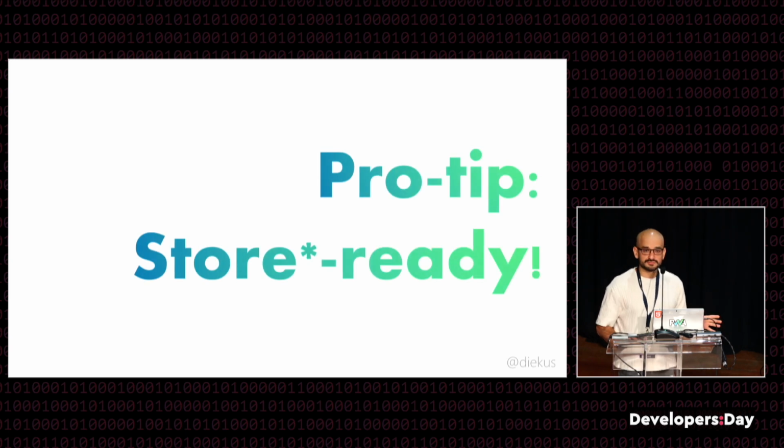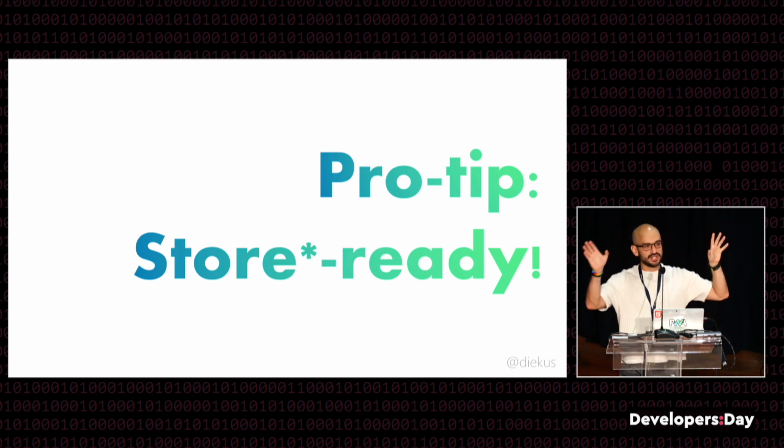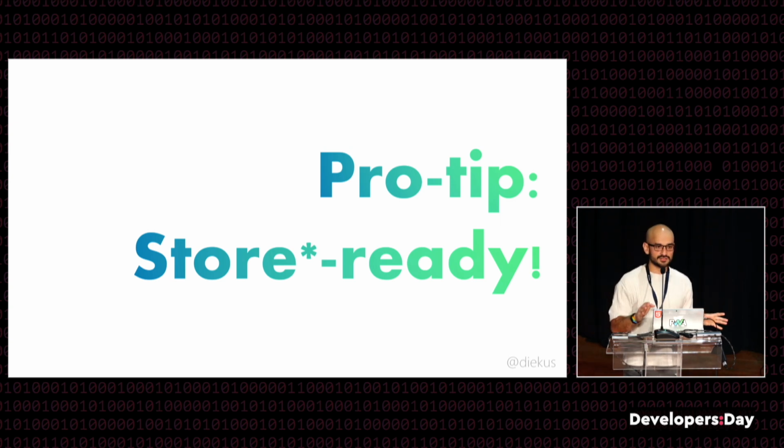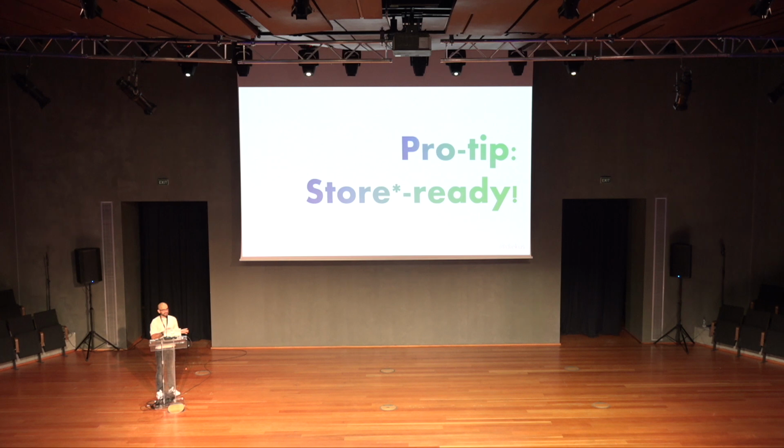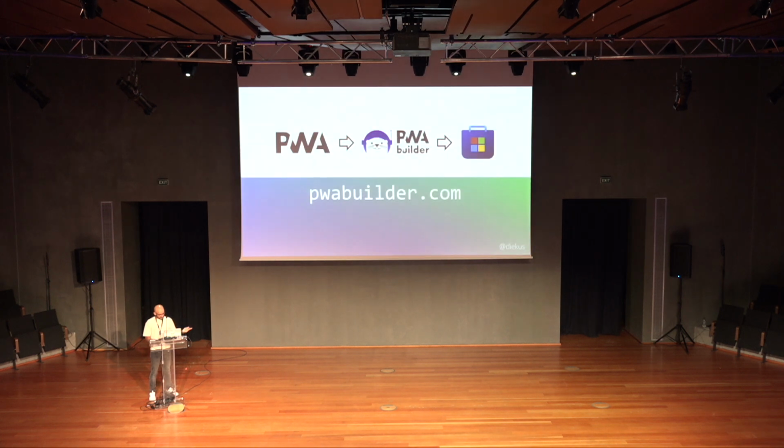And pro tip, I know there were 10, but it's a pro tip. This is store ready for some stores. You can submit your application to the Microsoft Store. You can submit your application more easily to the Google Play Store. No iOS support. I think at the moment, maybe PWA Builder might have done something there, but again, this should put your application ready to go into the store.